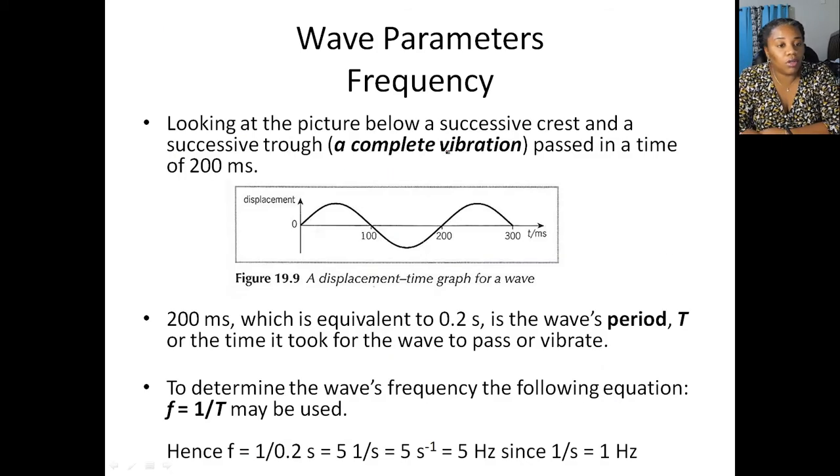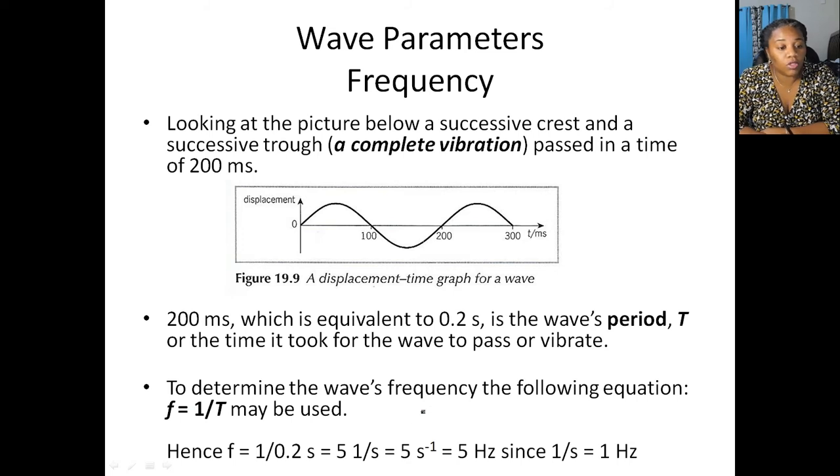Looking at the picture below, a successive crest and a successive trough, which is a complete vibration, pass in a time of 200 milliseconds. 200 milliseconds, which is equivalent to 0.2 seconds, is the wave's period, T, or the time it took for the wave to pass or vibrate. To determine the wave's frequency, the following equation will be used. So remember, the frequency is how many waves would pass in 1 second. So that's why we have the 1 there.